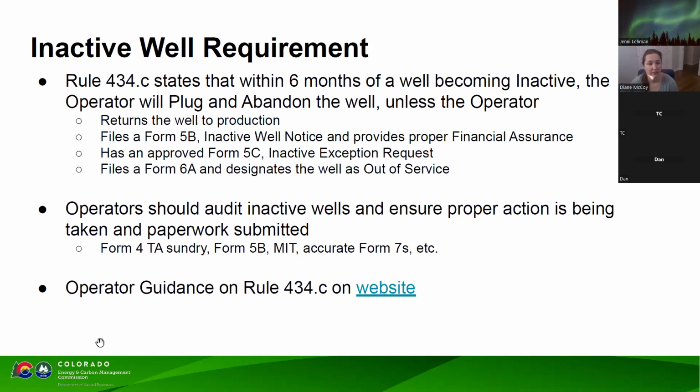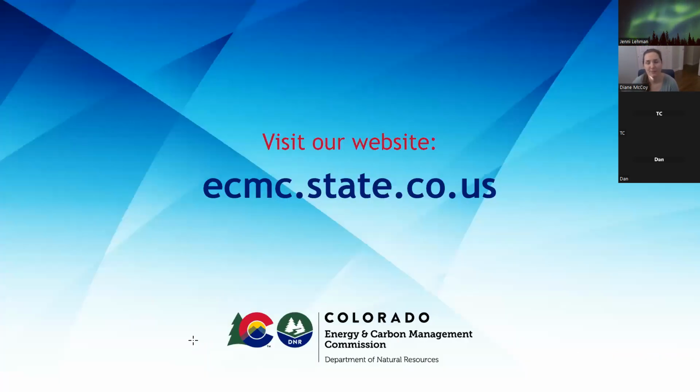And then kind of a general reminder here, as you audit your well inventories to ensure compliance with Rule 434C, make sure you're checking all your pieces. Often there's kind of a chain event of other paperwork or notifications that are needed. So if you need to get your TA sundry submitted, any mechanical integrity test, make sure your production reporting is up to date and accurate. And I think, as always, we have additional guidance on our website related to any forms that need to be submitted, and there's existing guidance on our website related to 434C specifically. So that's all out there on our website, and I think that's my last slide. Yep, that's all I have.